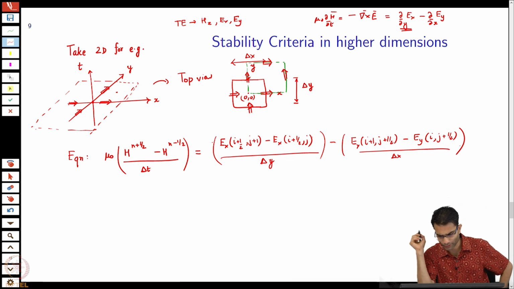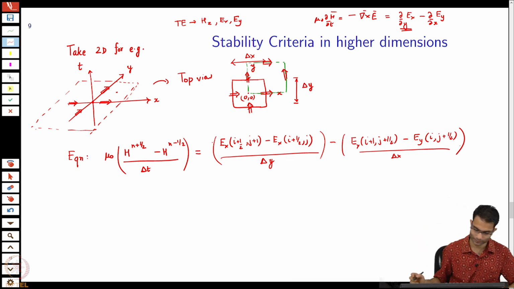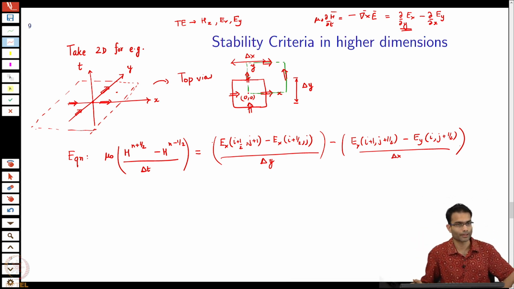We did not actually need to write it, but it is good practice for us to write it. Okay. Now, let us get back to what we were trying to do, stability criteria, right. So, we have to find out the shortest distance that a wave could take.